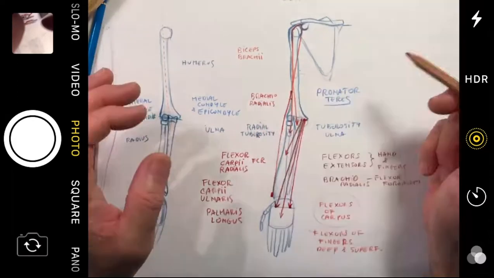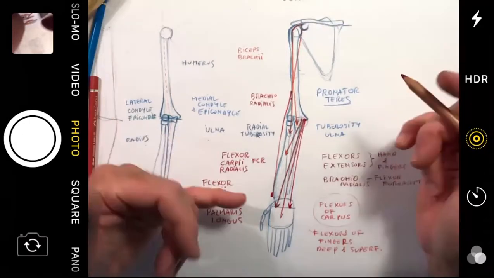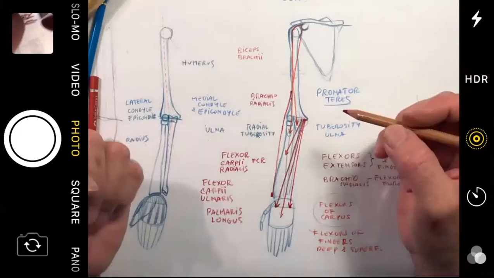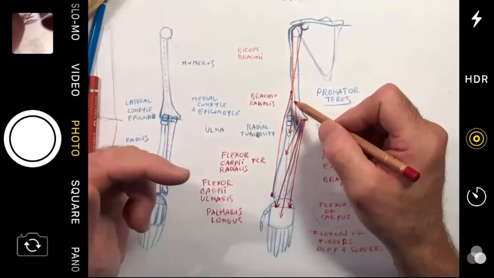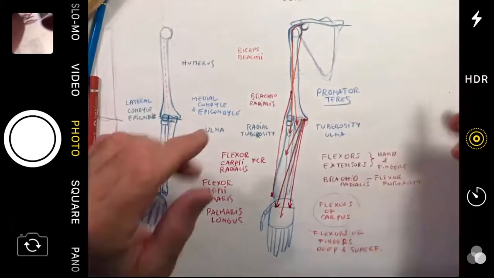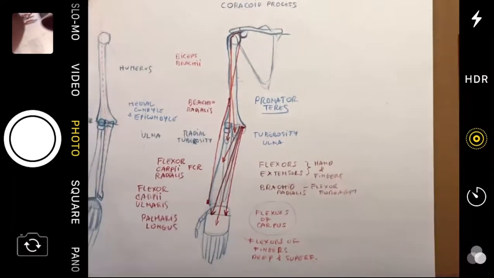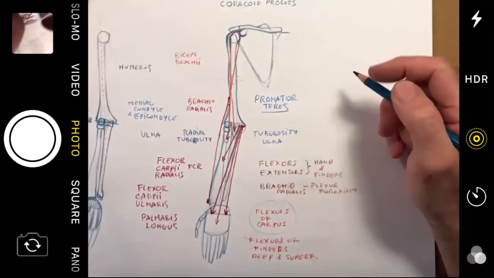Is a flexor of the forearm, right? So now, let's look at a quick diagram of the flexor of the arm, and then we move on, right? So imagine this. This is the humerus, right?